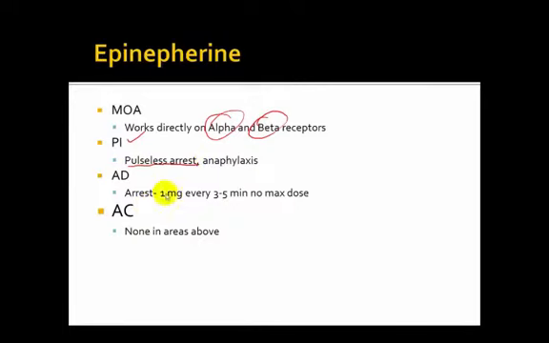The adult dose on this is going to be 1 milligram every 3 to 5 minutes. And the absolute contraindication, there's going to be none in the areas listed above, and that area is going to be a pulseless arrest.